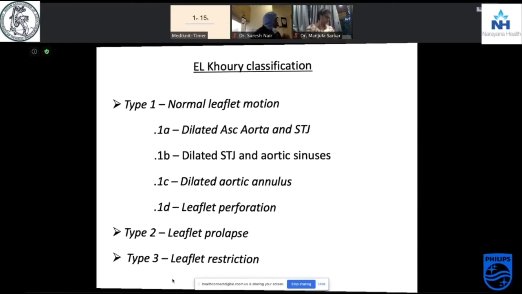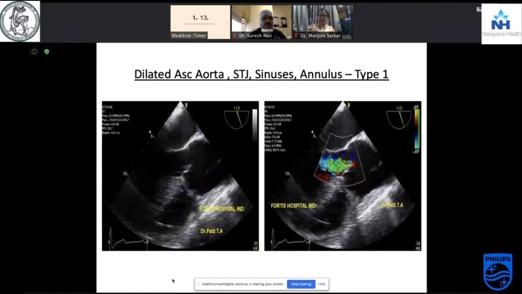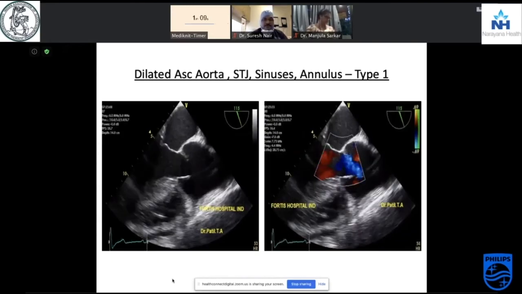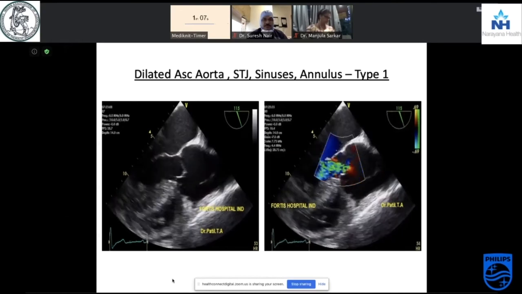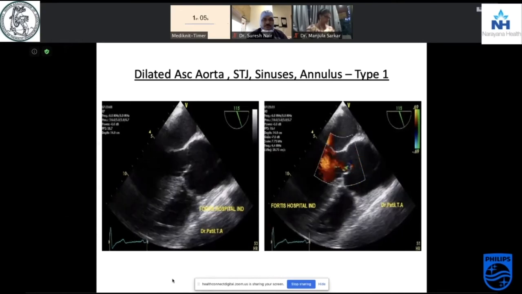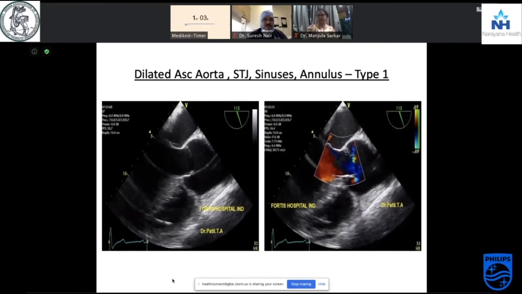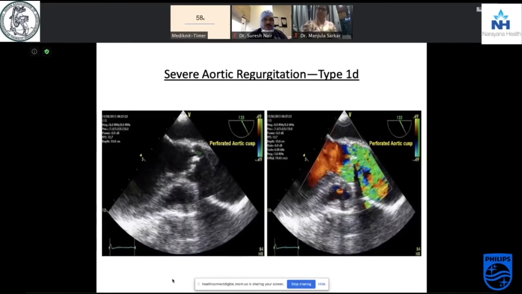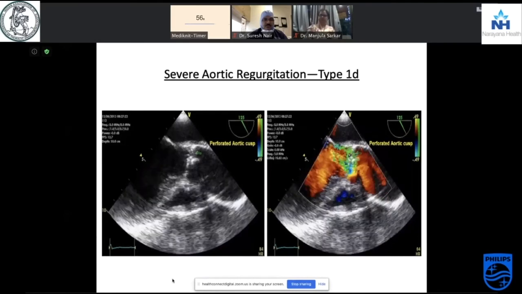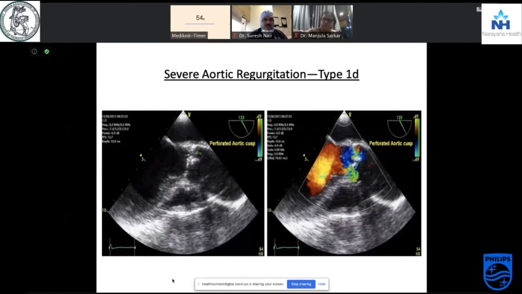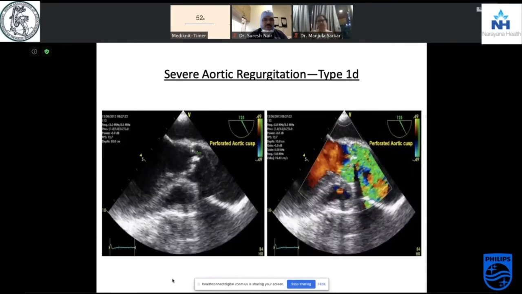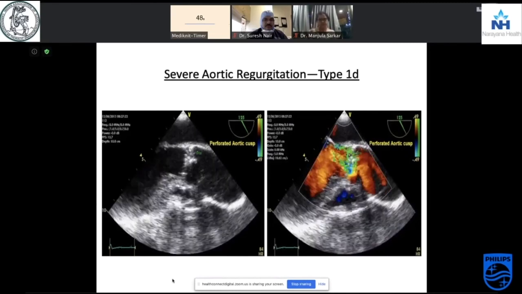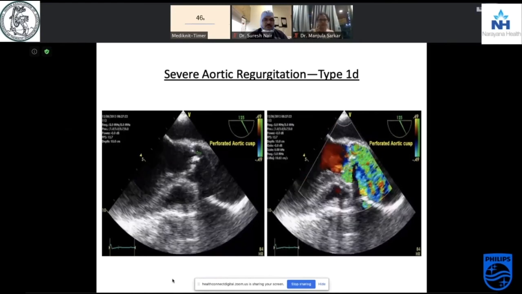So we'll just have a look at the various examples of that. Here we have dilated proximal ascending aorta with the dilated sinuses, STJ, as well as aortic annulus, causing severe regurgitation. This is the view. And in this aortic valve long axis view, if you can see, there is a perforation of the left or non-coronary cusp, causing the aortic regurgitation. If you can see, there is also a variable degree of aortic stenosis.